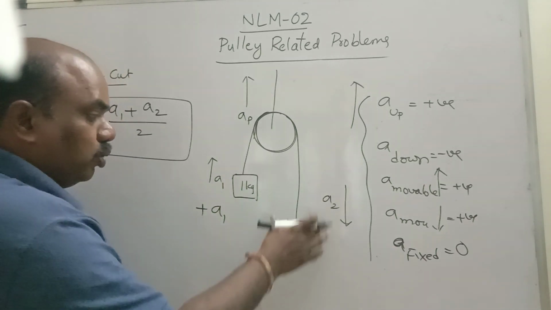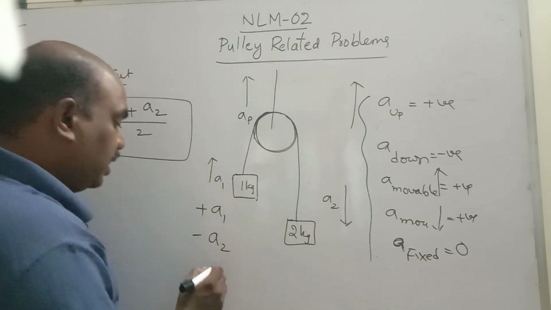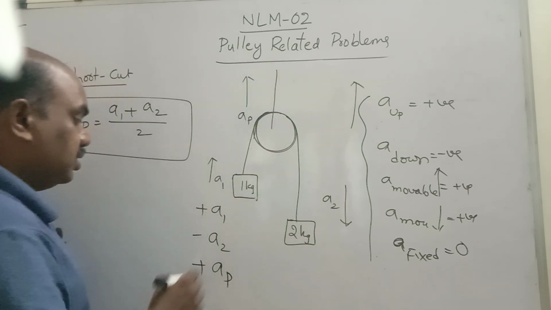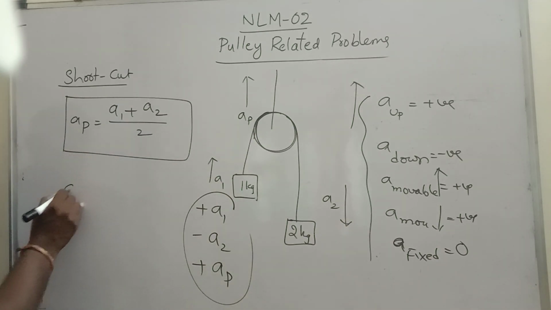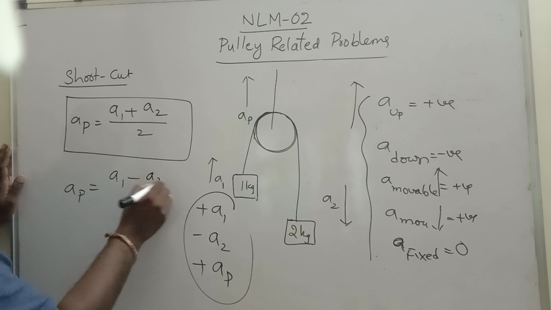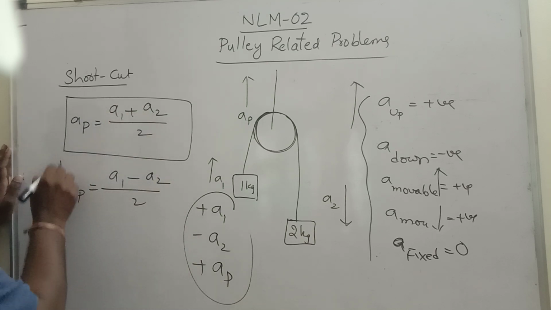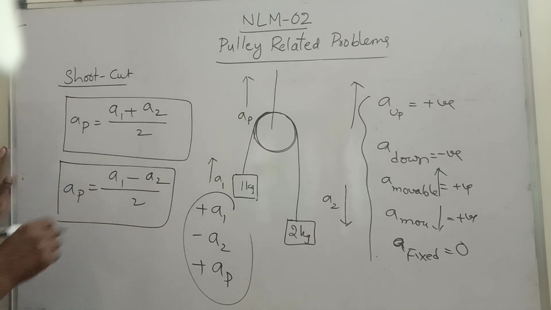This body, 2 kg, is coming down, that means A2 is negative. The pulley is going up, so the acceleration of the pulley is positive. Substitute here, you will get the formula. Acceleration of the pulley is positive, A1 is positive minus A2 is negative, by 2. Why? Because A2 is minus, minus into plus is minus. So acceleration of pulley is equal to (A1 minus A2) by 2.